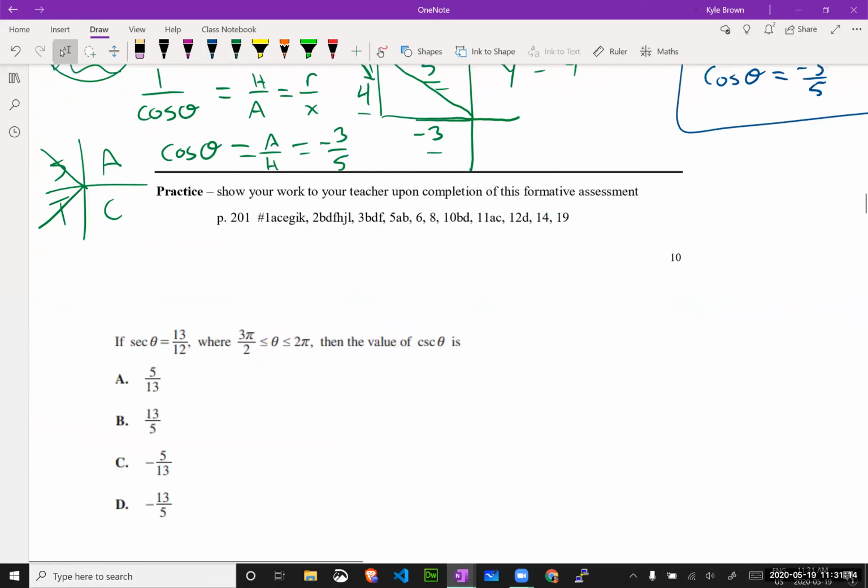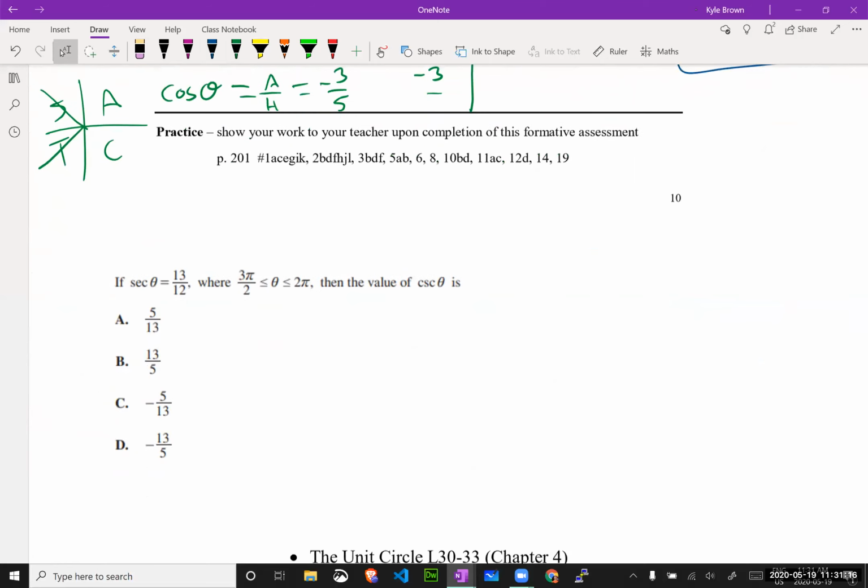Now, you guys may or may not have this question on here too, but this is actually an old diploma question. I thought it'd be worth doing because it's the type of question that you would get, right? So this one says, if secant theta is equal to 13 over 12, where theta is greater than 3 pi over 2 and less than 2 pi, then the value of cosecant theta is. Let's get our bearings on which quadrant they're talking about. Remember, 3 pi over 2 is straight down, and then 2 pi is right there. So we're in quadrant 4.